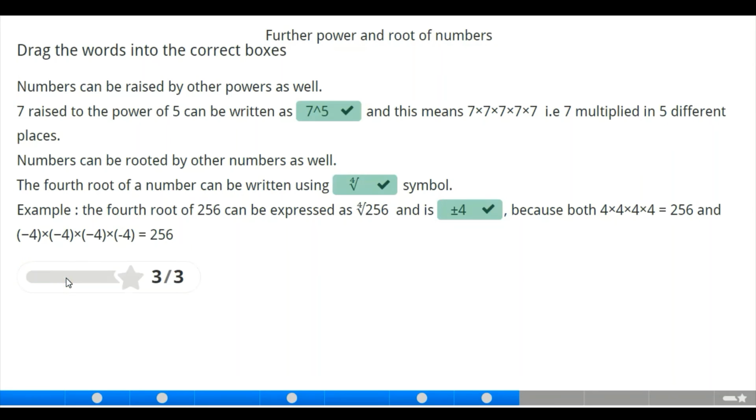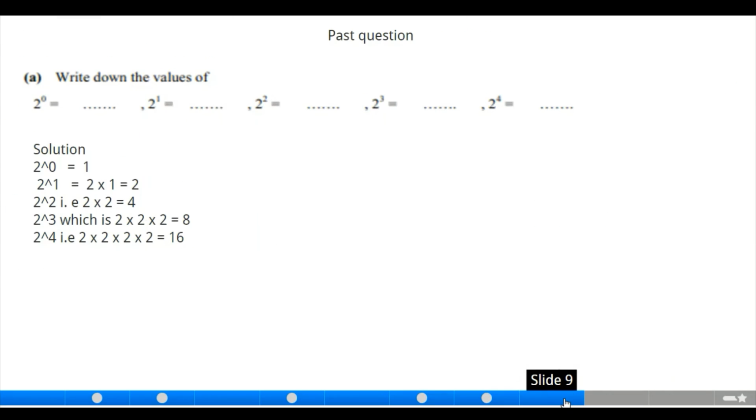So that leads us to some past questions. We have past questions here that we'll be treating. The first one says that we should write down the value of these numbers: 2 raised to power 0, 2 raised to power 1, 2 raised to power 2, 2 raised to power 3, 2 raised to power 4, and 2 raised to power 5. So we are going to be doing that together. Remember, under the law of indices, we made mention that anything raised to power 0 is going to give us what? 1. So 2 raised to power 0 here is going to give us 1.